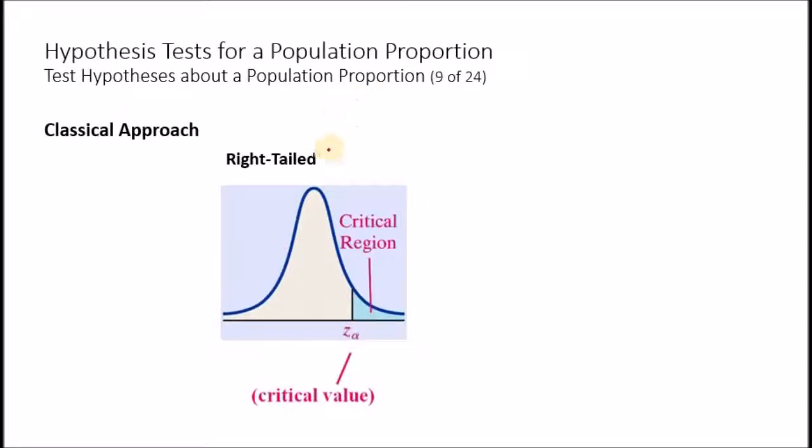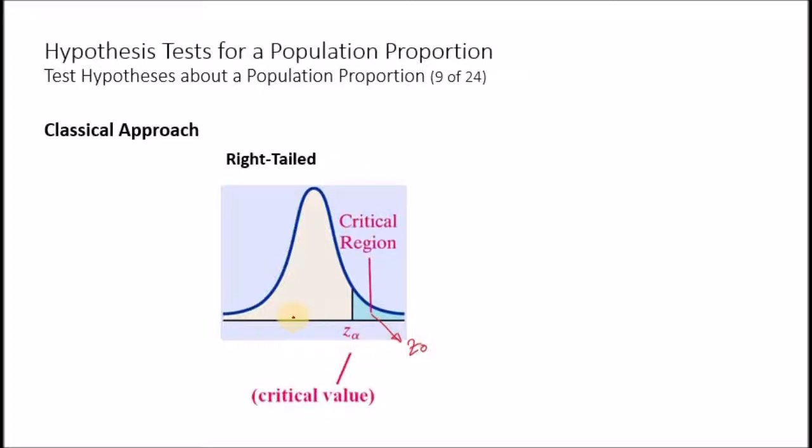Lastly, if we have a right-tailed test and we computed the Z critical, then we're going to say if Z0 is bigger than that critical value, or in other words, it is in the critical region, we will reject the null hypothesis.